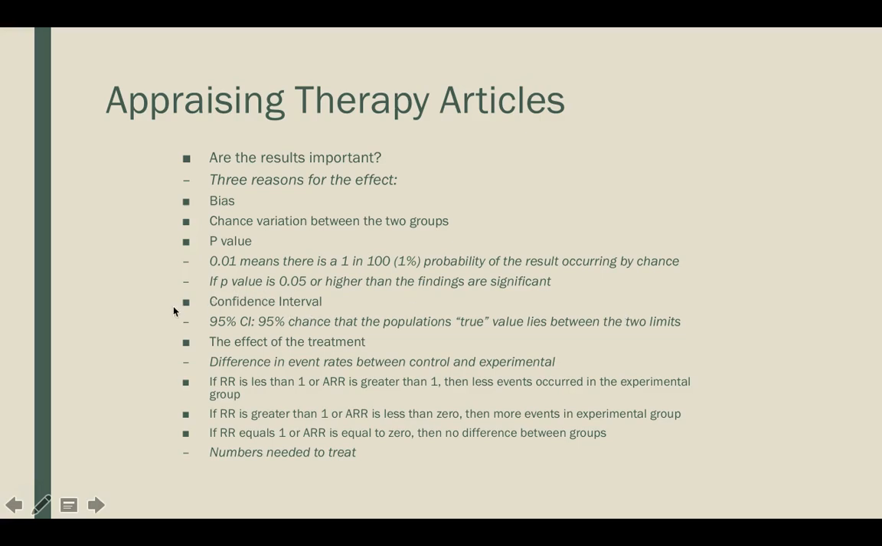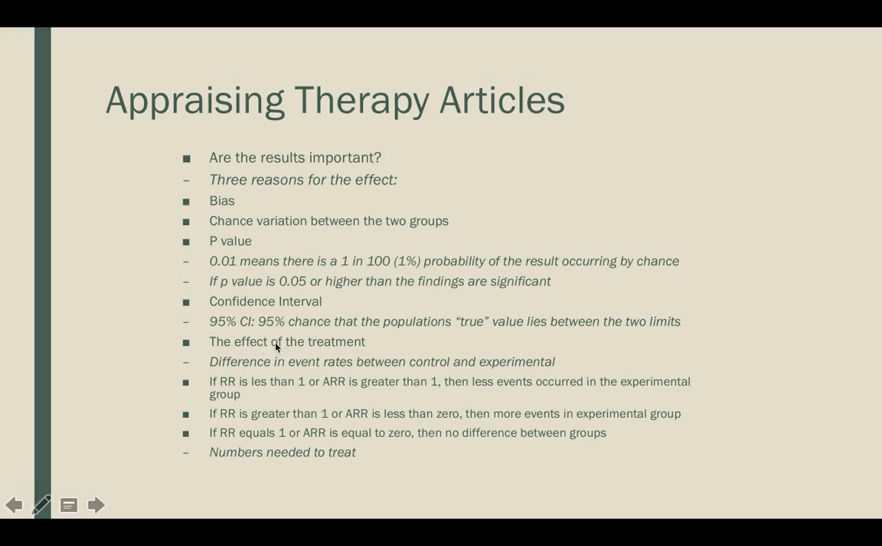Another thing you can look for is confidence interval. That kind of helps us with the p-value as well. So confidence intervals, 95% is usually the go-to. So that means a 95% chance the population's true value lies between those 2 limits. So again, just another way to say statistically significant.